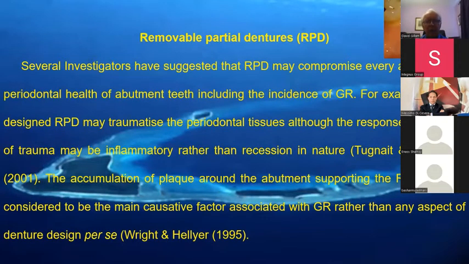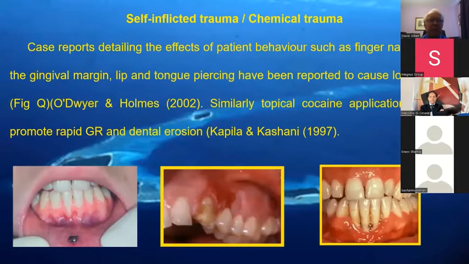Dentures also have an issue. You can see on the slide there on the abutment teeth. So we have to be very careful; the denture design is key. Next slide, please. And also we have self-inflicted trauma, chemical trauma. I've seen cocaine being used, put in the buccal sulcus, also studs and so on. Next slide, please.